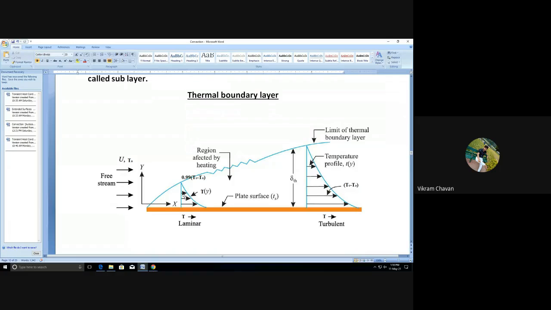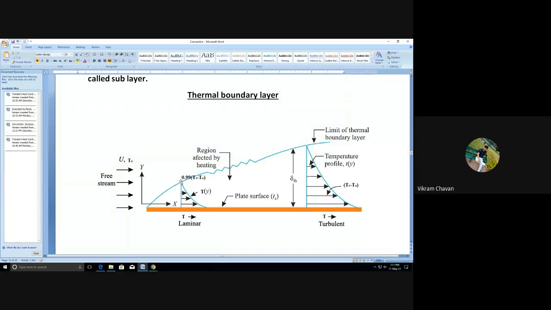Now at one point we are getting the temperature difference equal to 99% of the initial temperature difference. The vertical distance of that point from the plate surface, where we are getting 99% of the initial temperature difference, is known as the thickness of the thermal boundary layer.